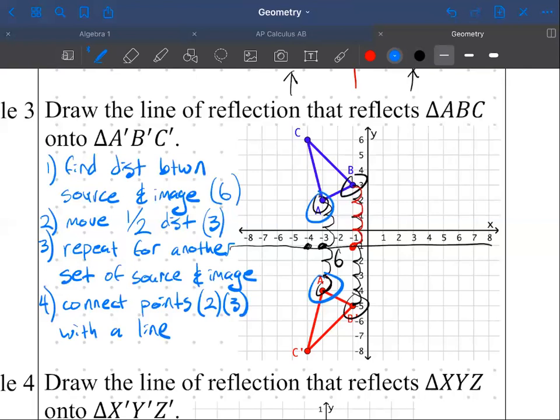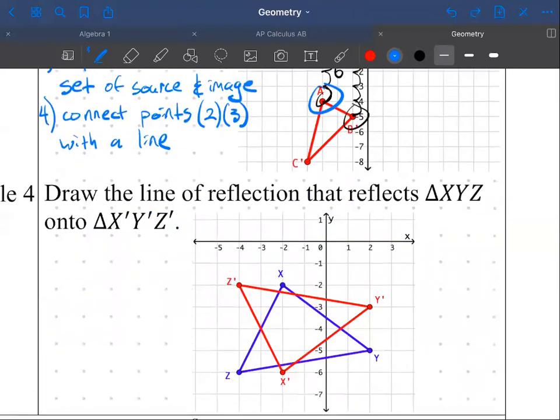And because this is that intro lesson to reflections, they're not gonna do anything weird like the line of reflection is at a half or at a third or something like that. It'll be a whole integer number. It'll be nice. Cool, so you guys now should be able to do this one on your own.